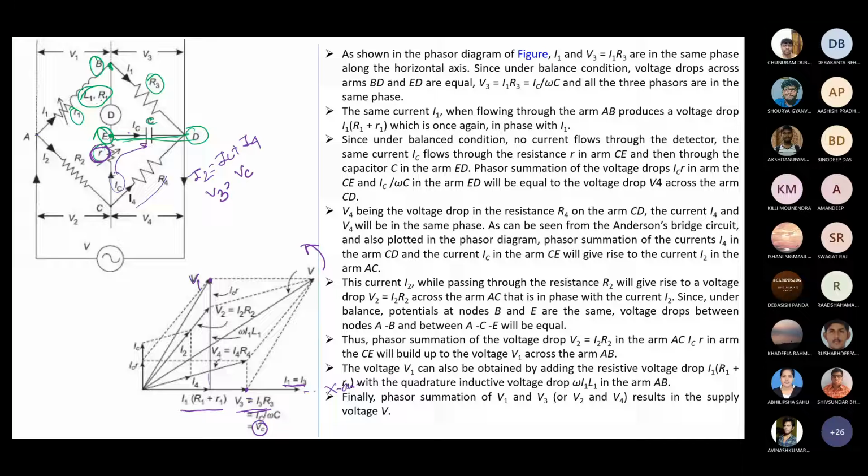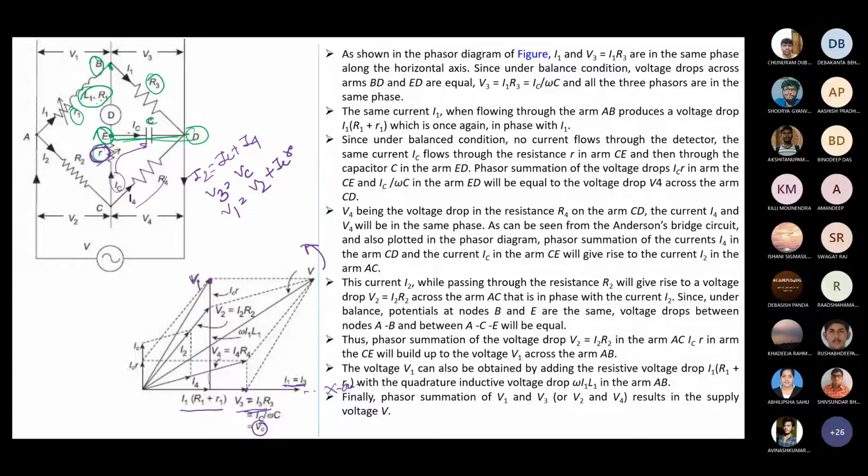V1 equals V2 plus IC into R. That's the condition. So what is your V2? V2 equals I2 R2, so you have to find out the value of current I2. So how to find it out?